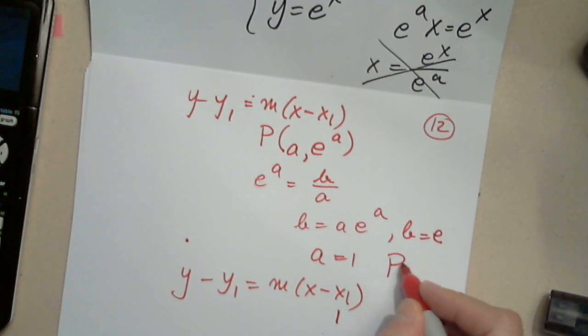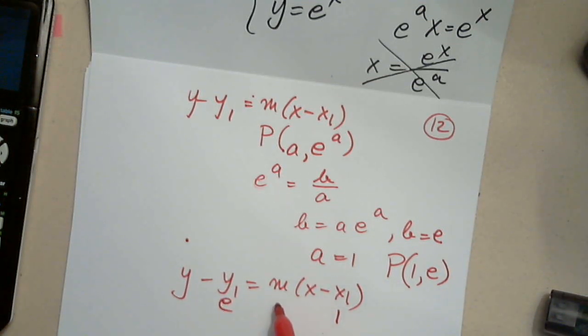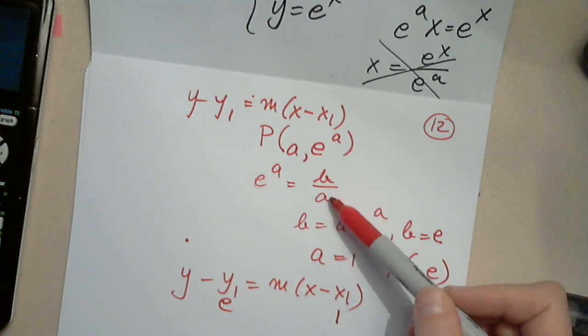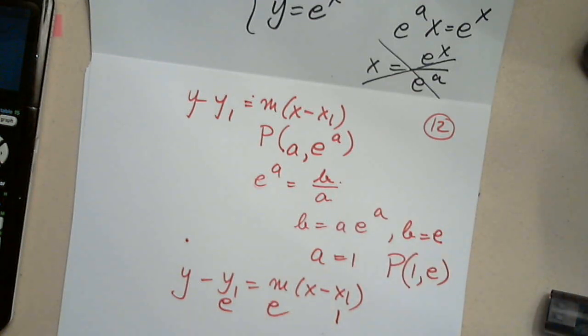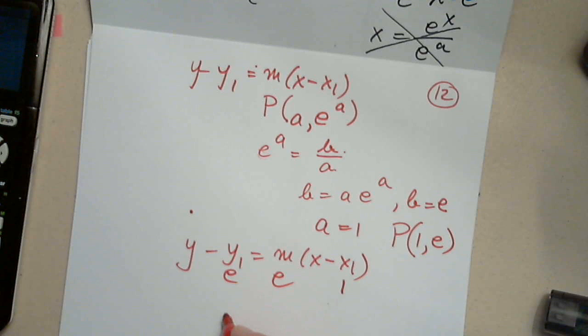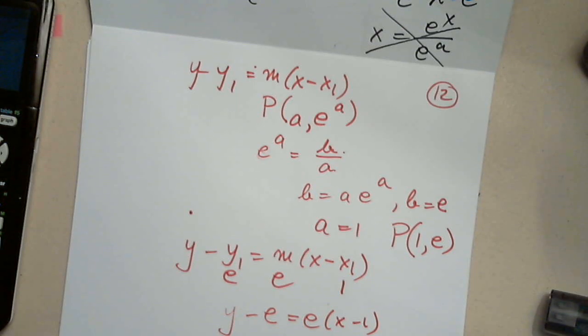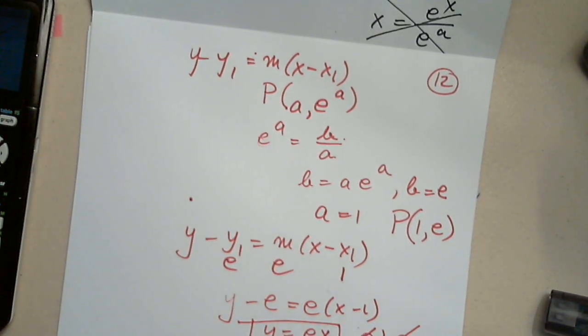Okay, got it. So the point is then 1, comma, e. That's it. Okay. And the slope, one more time, the slope is b over a. B is e. A is 1. Okay. So then y minus e equals e times x minus 1, ex minus e, but plus e, these two will go away. So y equals ex. So that's the equation of the tangent.